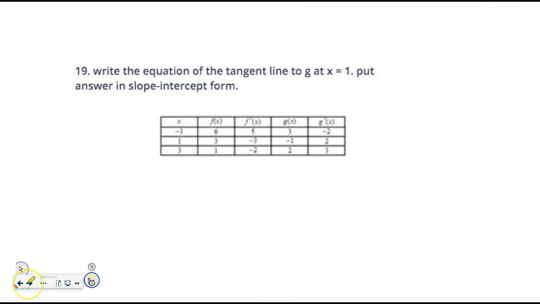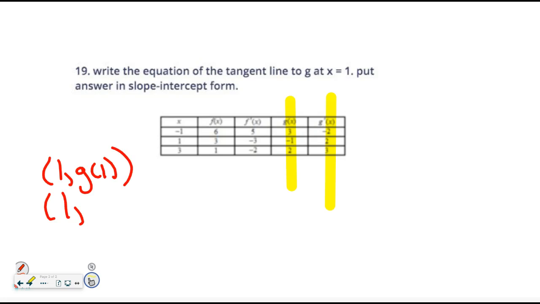The next one of the most missed was an equation of the tangent line to G. So we're going to be working with G. We'll not focus on the F column. All right. And so we need a point on G. That'd be 1 comma G of 1, or equivalently 1 comma negative 1, since G of 1 is negative 1. And we need the slope there, also known as G prime of 1, or the derivative. G prime of 1 is 2.